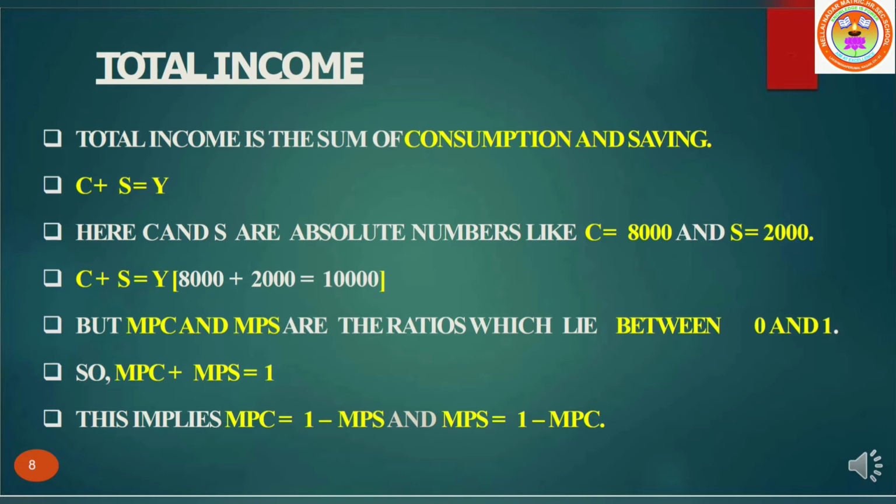But MPC and MPS are the ratios which lie between 0 and 1. MPC plus MPS equal to 1. This implies MPC equal to 1 minus MPS and MPS equal to 1 minus MPC, because it gives the same answer.